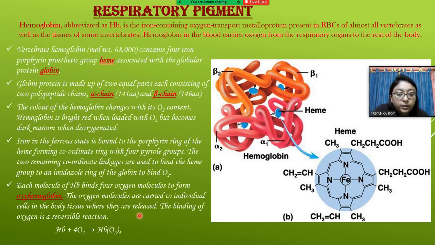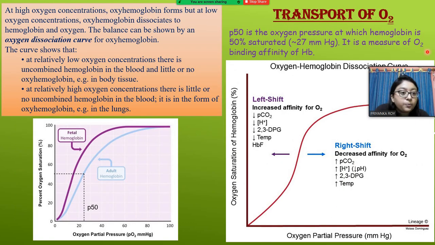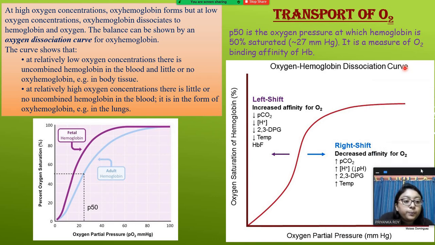Okay, so next is the transport of O2. The transport of O2 means basically how the oxygen partial pressure in blood determines the oxygen saturation of hemoglobin in percentage, which is how much oxygen is bound with hemoglobin. That saturation percentage of hemoglobin is plotted against oxygen partial pressure, that is, the amount of oxygen present in blood. Now this curve can be shifted according to the conditions or several factors present in our body.